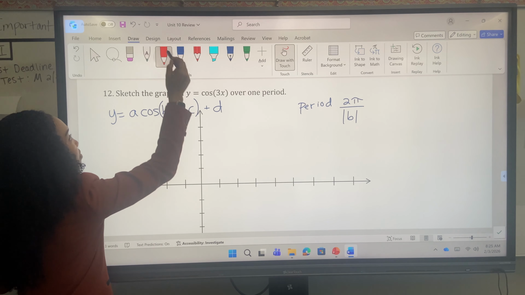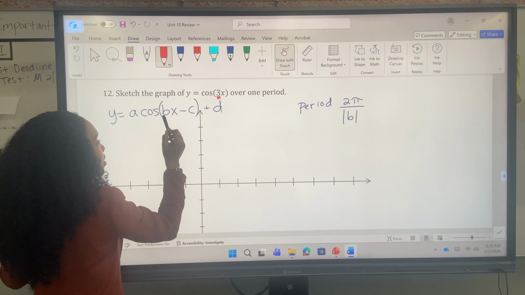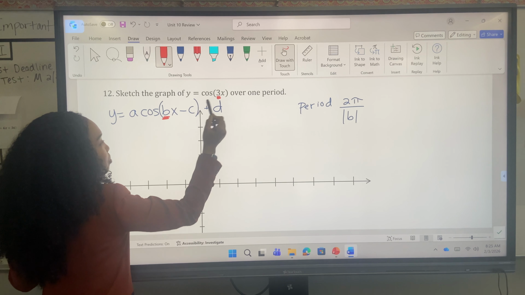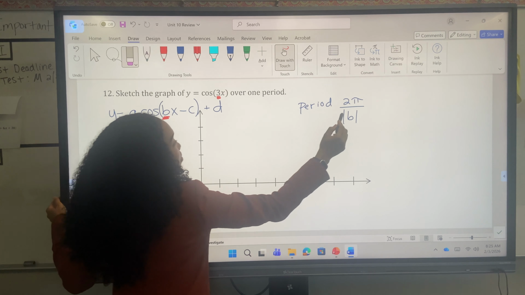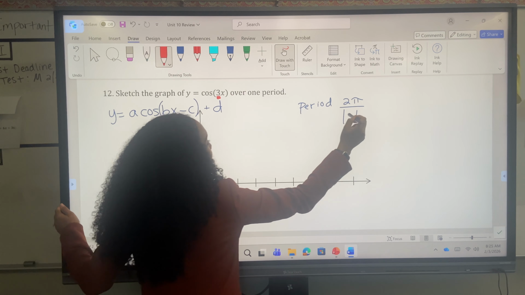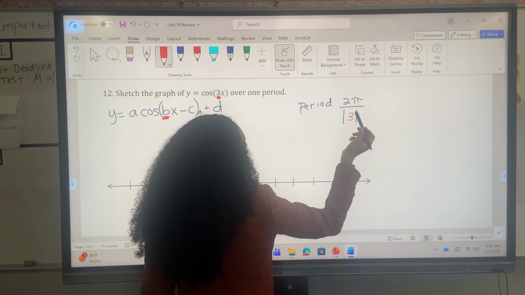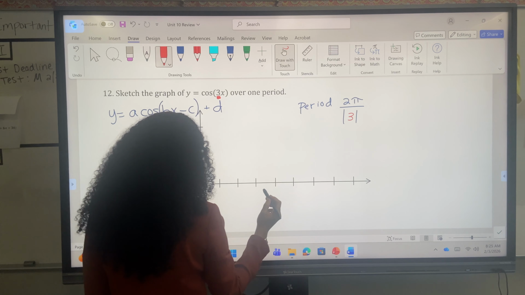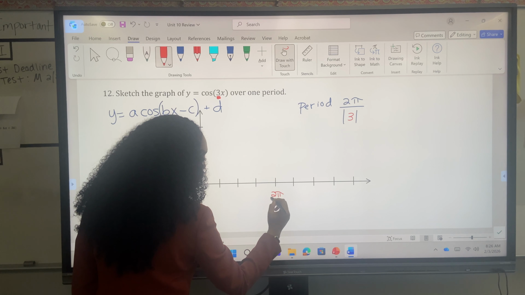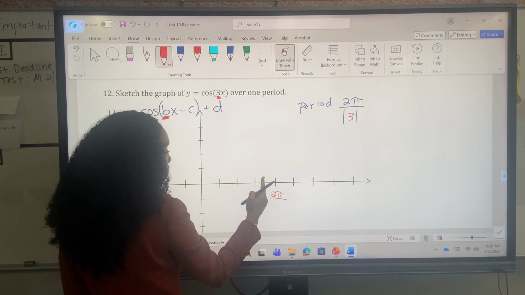So what we have, this 3 is in this spot right here. This 3 is your b value. So I'm going to erase this b and put a 3 there. So that means my period is 2 pi over 3. So I'm going to put that right here on the fourth tick mark.